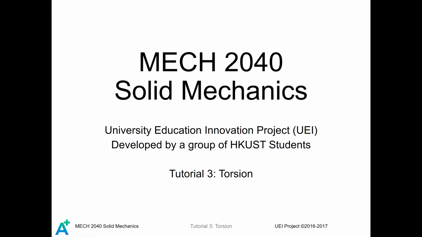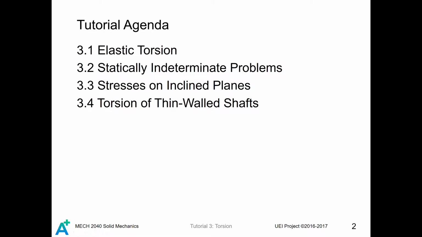So today we are going to discuss one of the most important topics, which is torsion. Firstly, we will try to derive the elastic torsion formula by discussing different properties of a prismatic bar. Besides, we will talk about some examples of statically indeterminate problems. Apart from that, the stresses on inclined planes caused by pure torsion will be discussed. The torsion of thin-walled shafts will also be simply introduced.